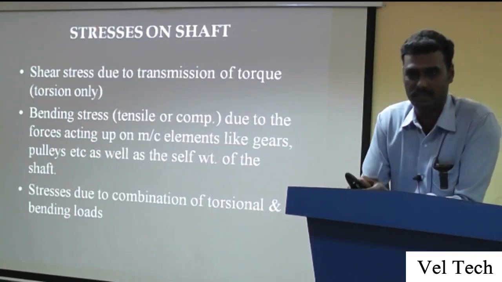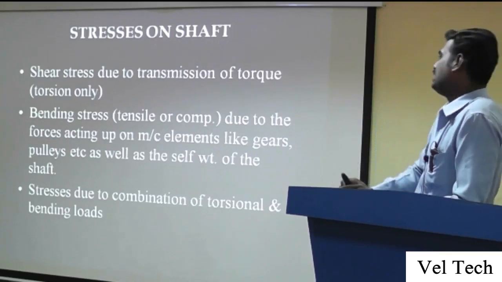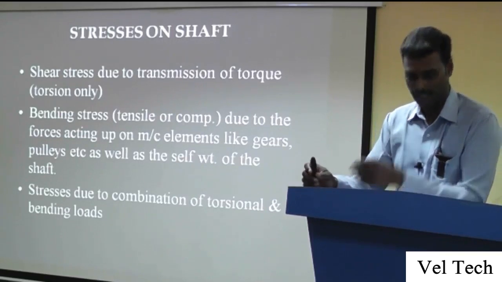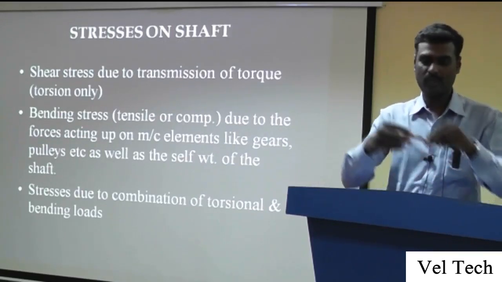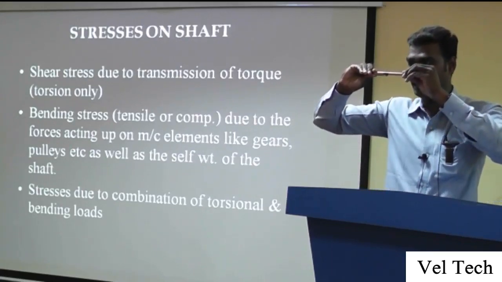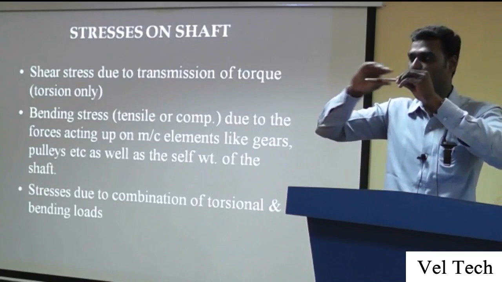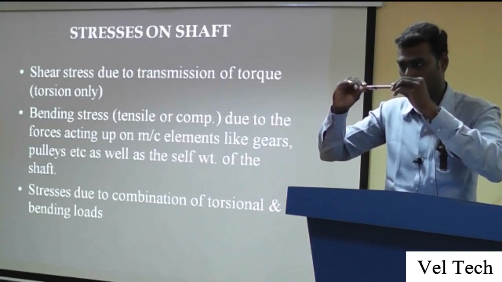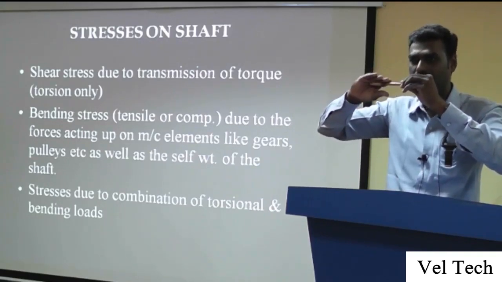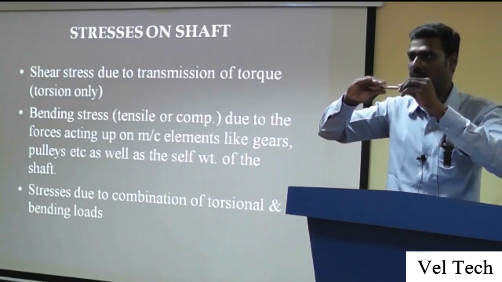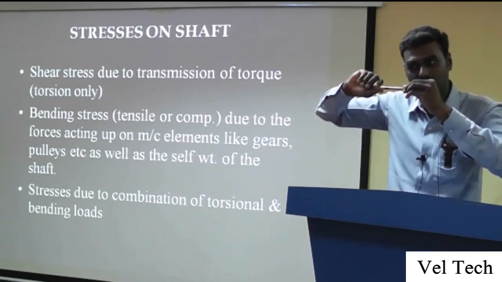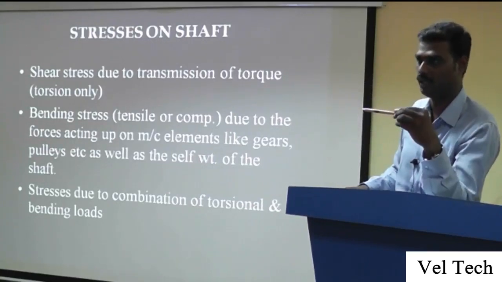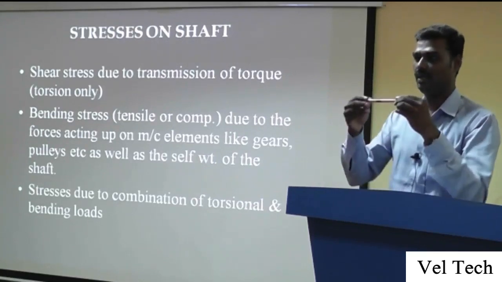I'm talking about the torsion only, not the bending. Due to the torsion, the shaft will try to break because of the shear stress induced when I apply some twist on it. So shear stress due to transmission of torque is the common one. The second one is bending stress. The same shaft will behave like a simply supported beam. I'm applying some load here. What will happen? It will be subjected to bending, so we get a deformed shape like this. Bending stress may be tensile or compressive due to the force acting from other machine elements.